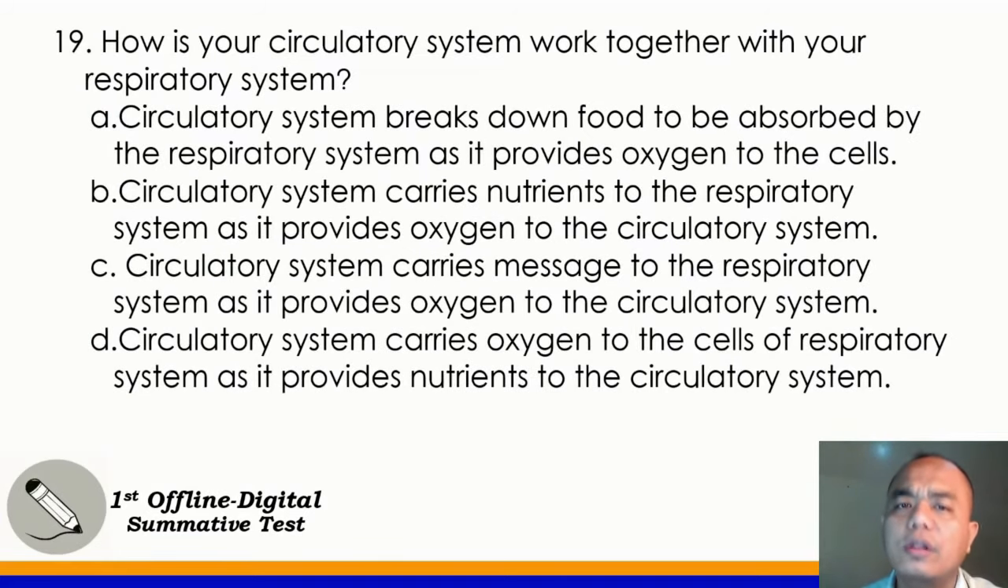19. How does your circulatory system work together with your respiratory system? A. Circulatory system breaks down food to be absorbed by the respiratory system as it provides oxygen to the cells. B. Circulatory system carries nutrients to the respiratory system as it provides oxygen to the circulatory system.